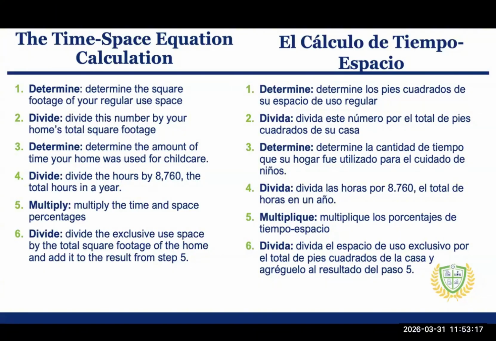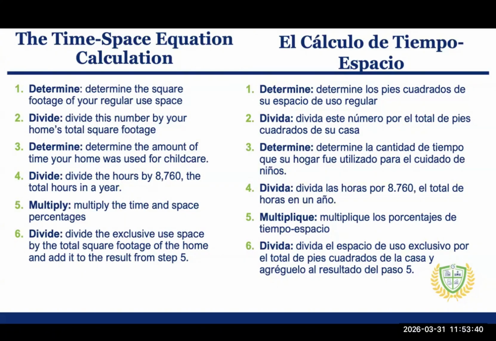Then we want to divide the total hours that you work inside your home for the business by the total hours in a year. That number is 8,760. You don't have to remember that number. That's the number given by the IRS.